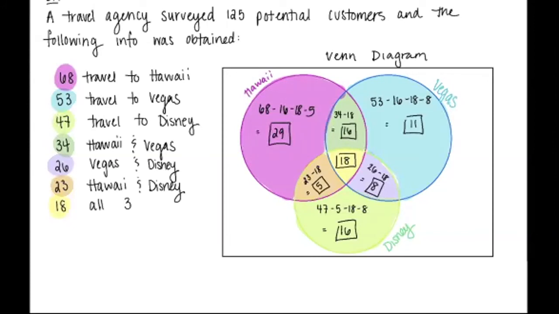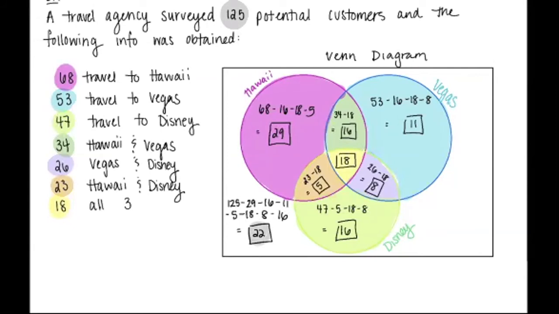And then on the outside, we have 125 potential customers. So I've got to get rid of all of the people we've accounted for. So from 125, we've got to subtract 29, 16, 11, 5, 18, 8, and 16, which leaves us with 22 people that fall on the outside. Okay.